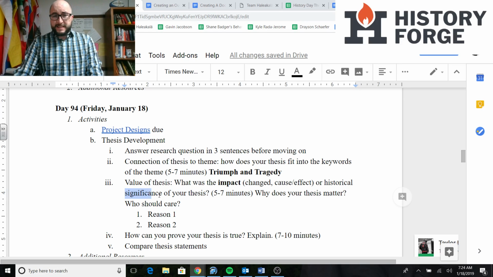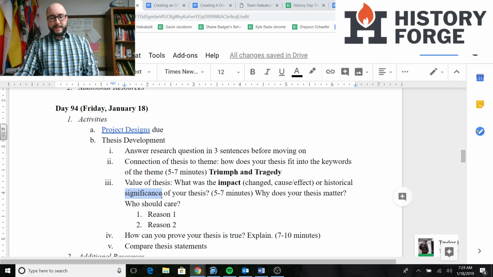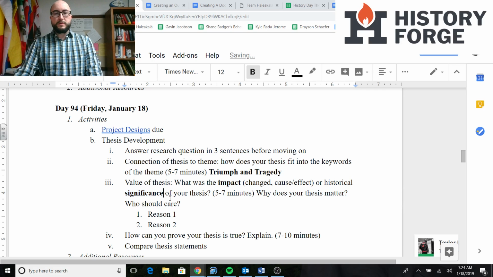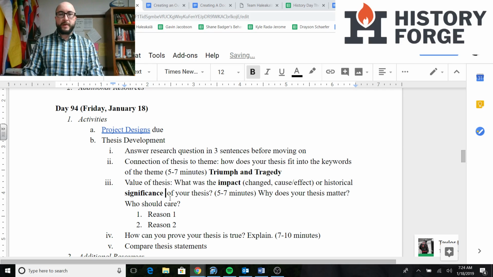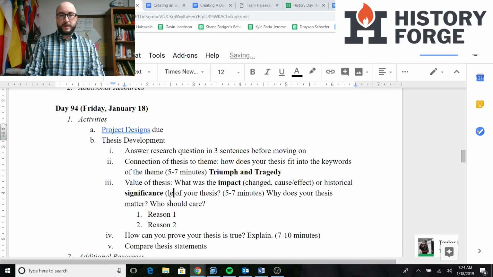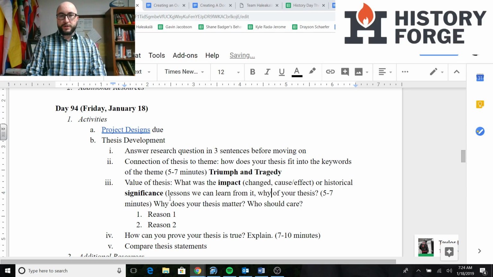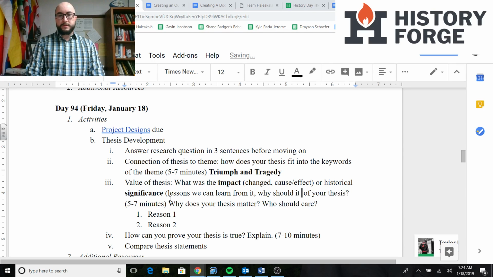The next thing is significance. So it's kind of like impact, but significance is more, instead of change, more of why does it matter? Why should people today, present day modern people, why should we look back at this moment? What can it teach us? What does it tell about our history? So think about lessons we can learn from it. Why should it matter? Those kinds of things.